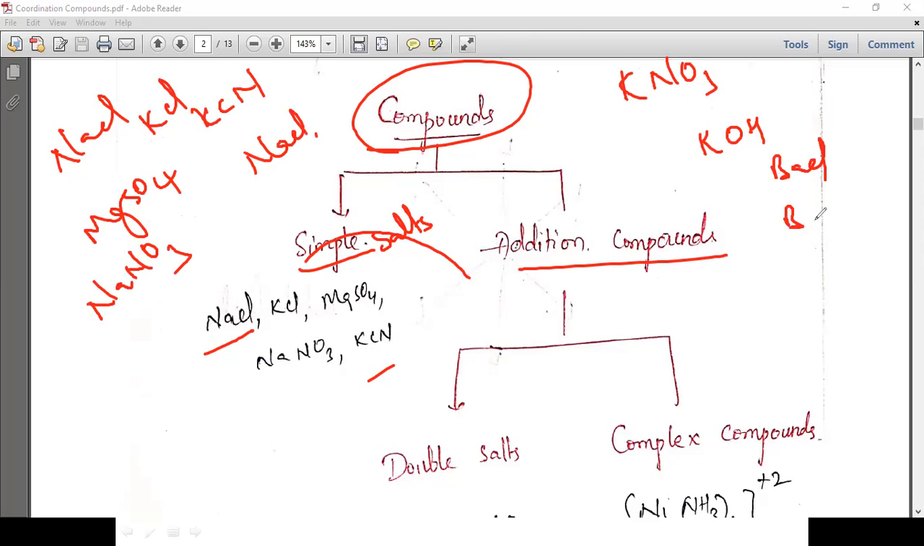Barium chloride, barium nitrate or barium sulfate, they are all very simple salts. They have a simple cation and an anion. There is one cation and one anion. So we all know very well about these simple salts.